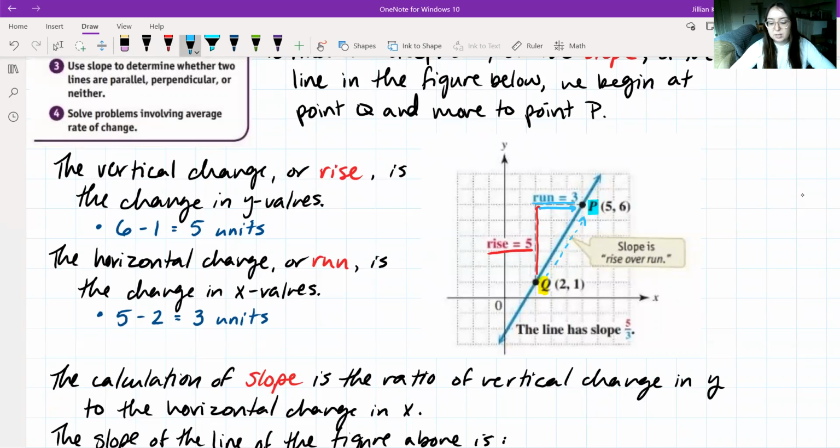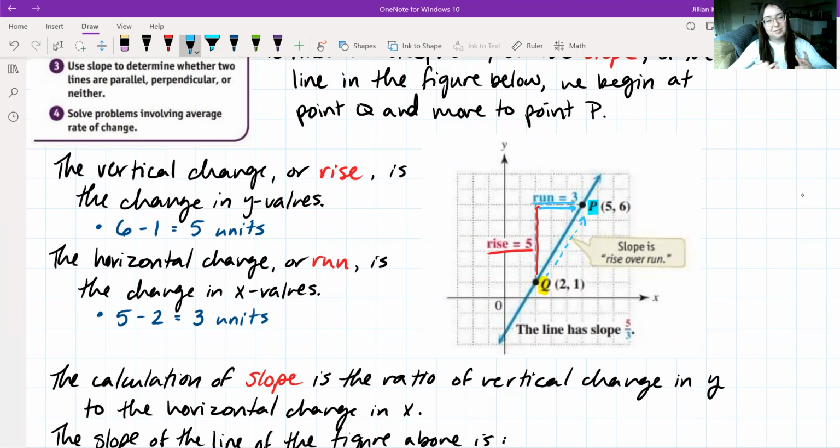We see this difference because our run, or horizontal, is our change in X. So we're going from 2 to 5 in our X values, and our rise, or our change in Y values, we are going from 1 to 6. So we have this rise, and then we have this run. This is just counting those straight line portions of the diagonal that we are connecting with our 2 points.